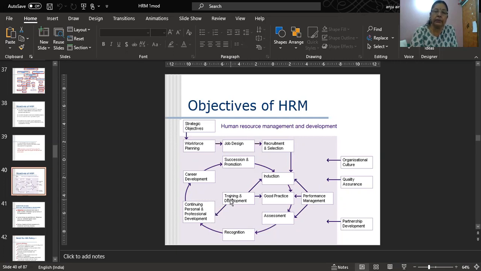Training and development is given to them from time to time. Career development also happens for them, and they are given promotion and whatever growth is required for them in the organization. So the objectives of HR are determined in this way from the organizational objectives. The organizational culture has an influence. The quality standards in the organization have an influence. So these are all the outside factors which are influencing the HR objectives.